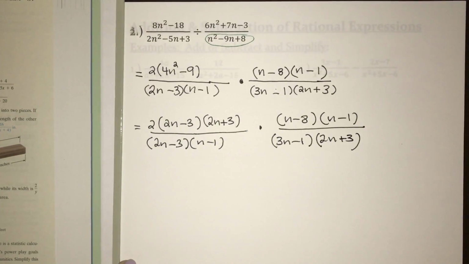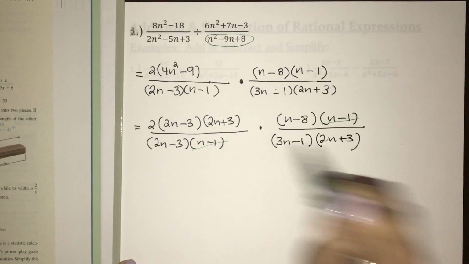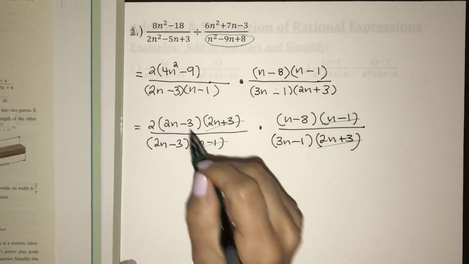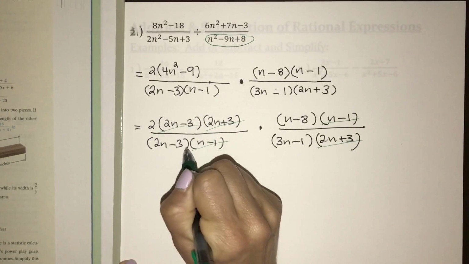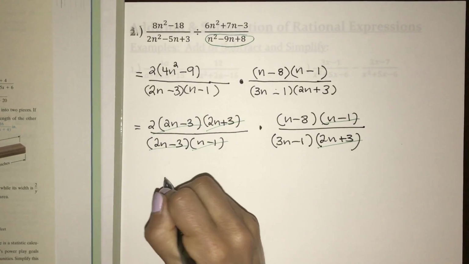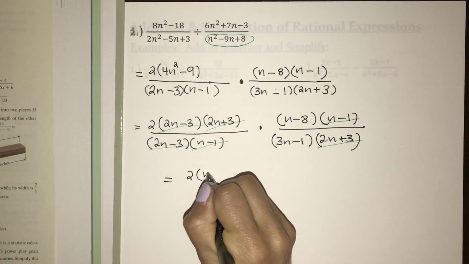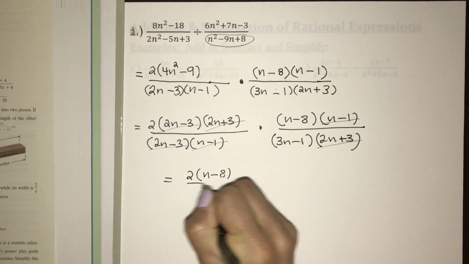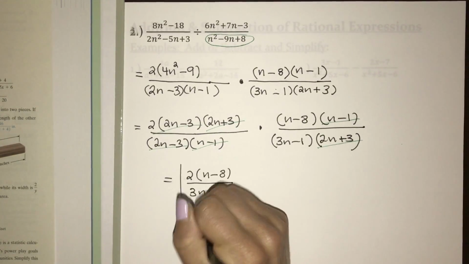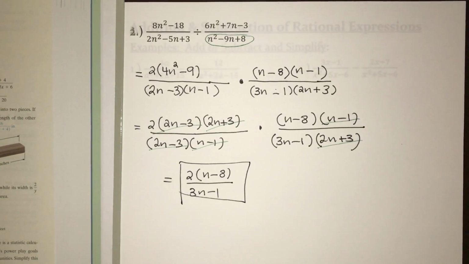And from here we reduce, so I can reduce n minus 1, I can reduce 2n plus 3, and I can also reduce 2n minus 3. And we're just left with 2, our final answer will be 2 times n minus 8 all over 3n minus 1. That is the completely simplified solution, and this is our last example.